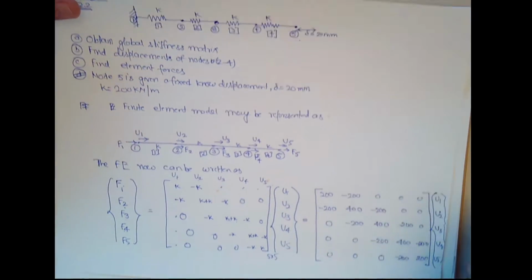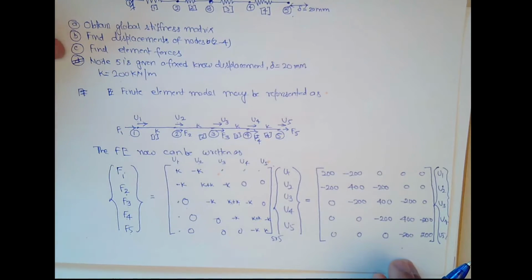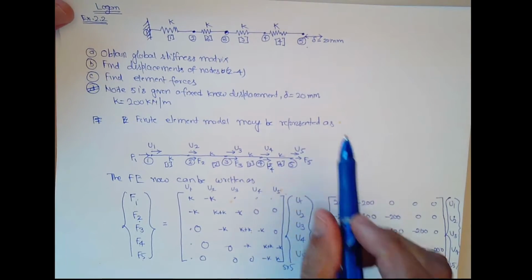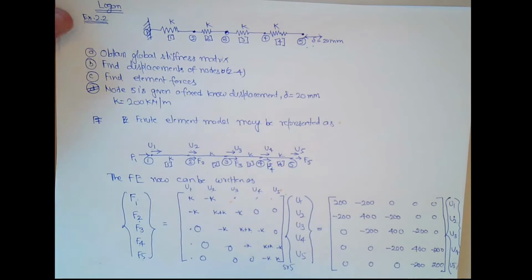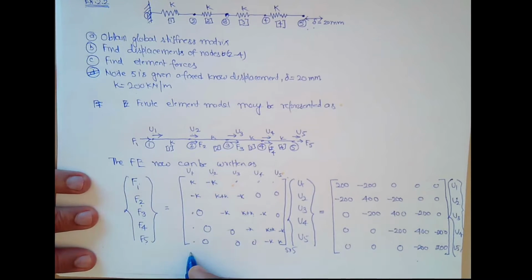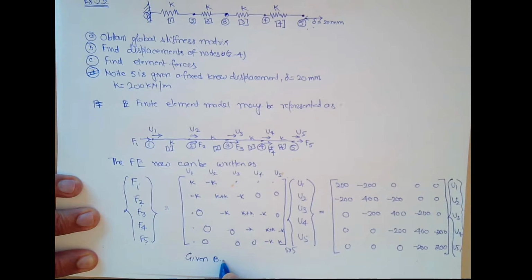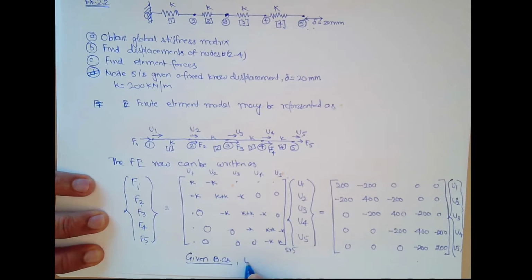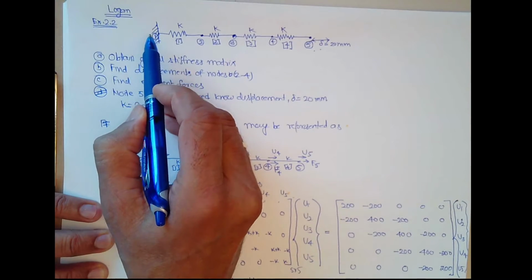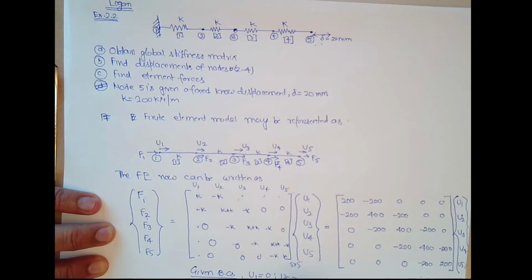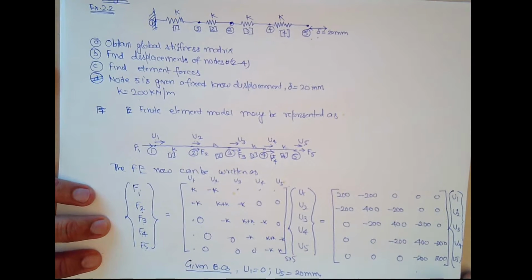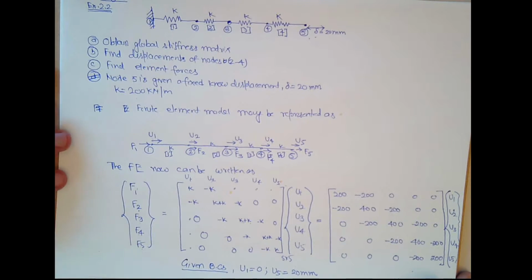So now come to solving this. What are the boundary conditions given? This is an inhomogeneous boundary condition. U5 is 20, u1 is 0. If you look at the given boundary conditions, u1 is fixed, so u1 is 0. u5 is given, u5 is 20 mm in a positive direction. I take it all in the positive direction.